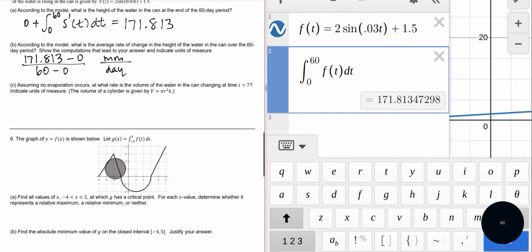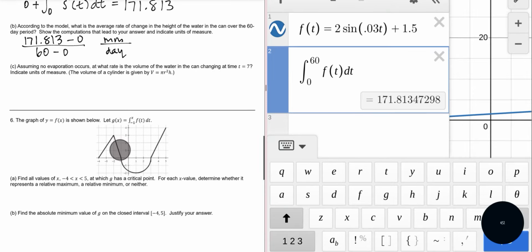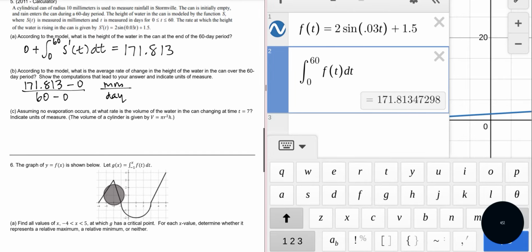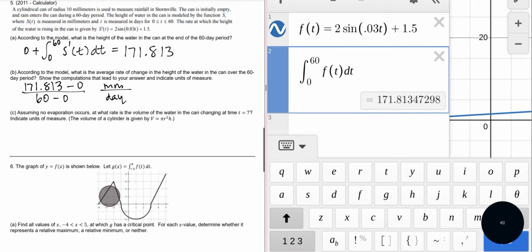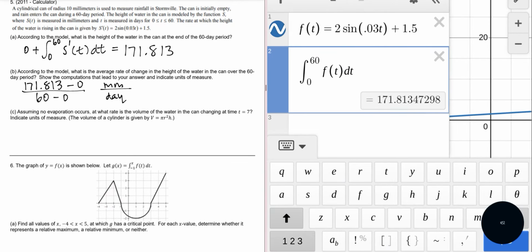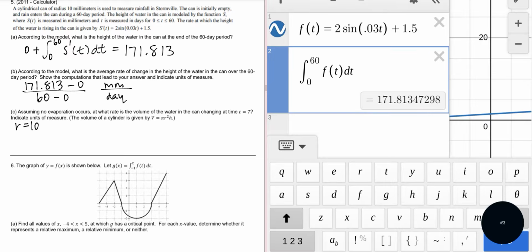All right, assuming no evaporation occurs, at what rate is the volume of the water in the can changing at time t equals 7? Okay, that's where they gave us the radius. I kind of wondered about that. Okay, radius is always equal to 10. So that means the dr dt is 0, and I could just plug in on that fixed quantity here. Okay, so dV dt is going to equal pi times r squared times dh dt. Okay, now dh dt is S prime of t.